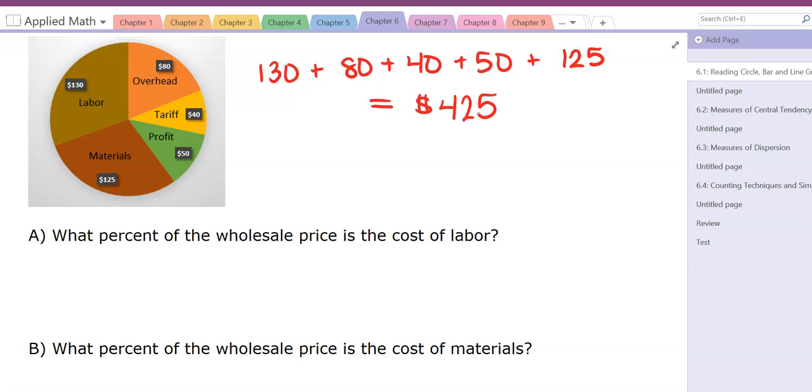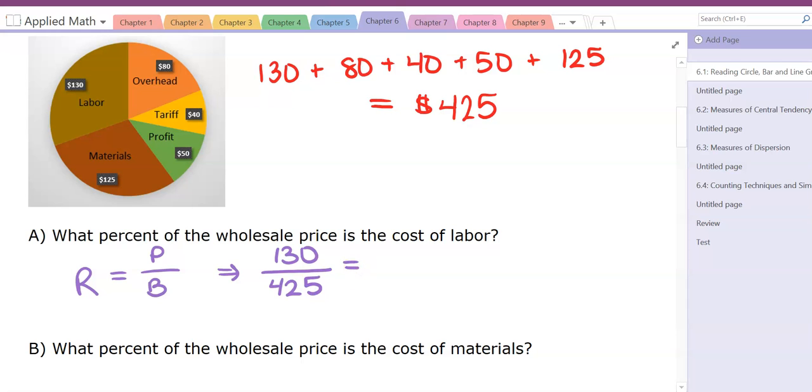So if I want to figure out what percent of the wholesale price, so the entire price, the 425, is the cost of labor, think back to those proportions that we did a couple chapters ago. If you're trying to find the percent or the rate, you're putting the portion over the base. So for this one, the portion is the cost of labor, which is 130. And we're putting over the base amount, which is that 425.